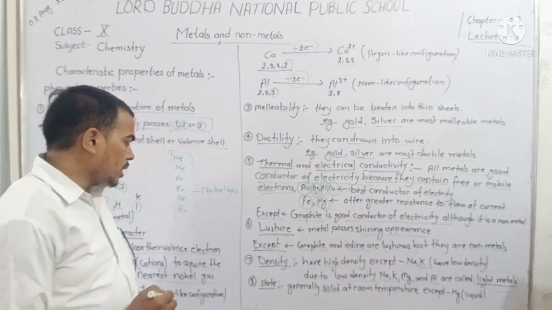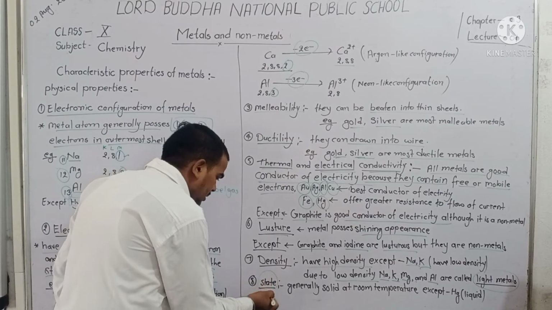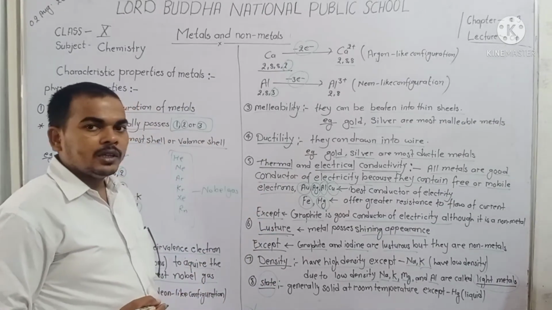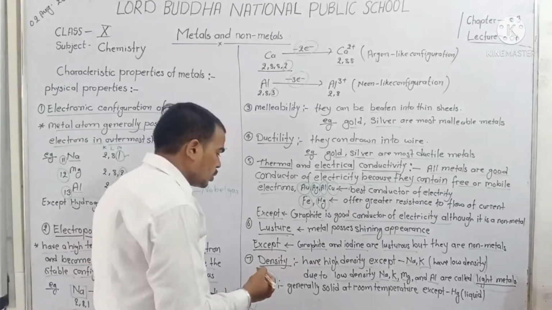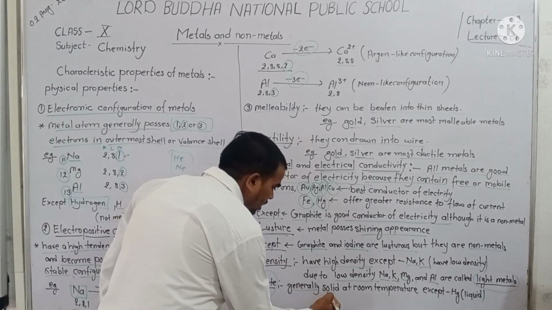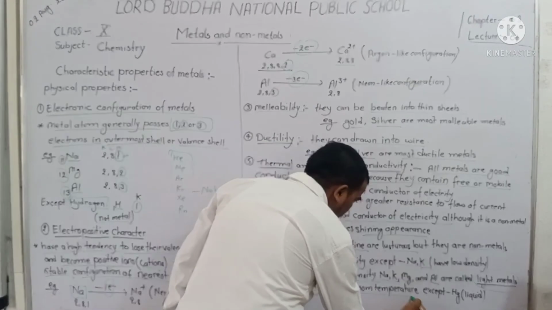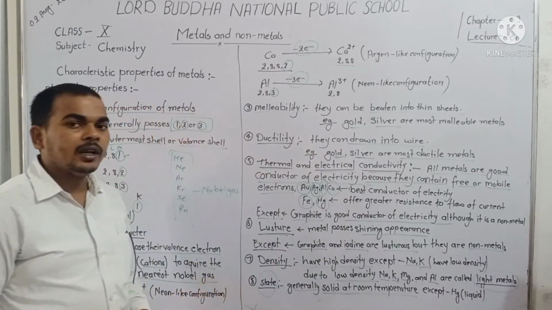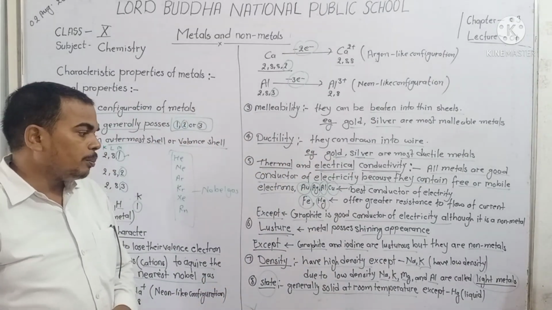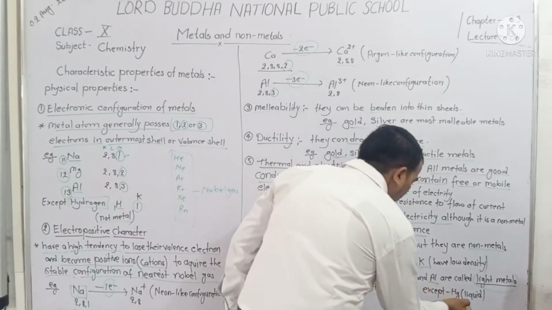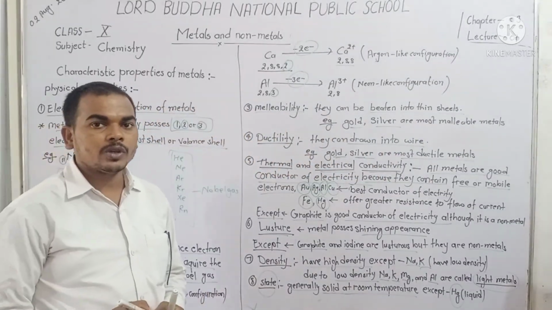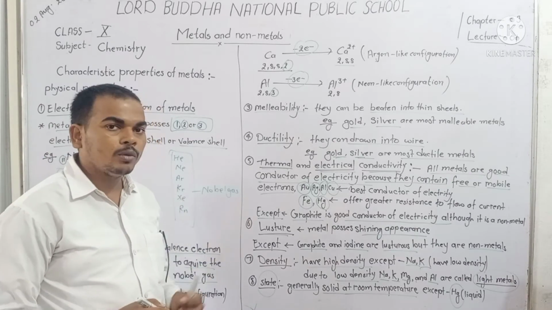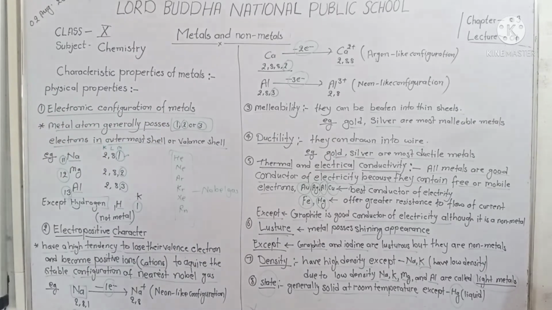Okay. Dear student, now discuss the state of metals. State means the physical appearance of the metal. Dear student, generally metals are solid at room temperature. But mercury is a metal that is liquid at room temperature. Okay, please write this down in your notebook.